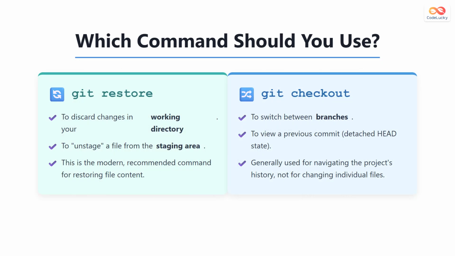So, to summarize, use git restore when you want to undo changes to a file, either in your working directory or in the staging area. Use git checkout when you want to switch to a different branch. Separating these actions into two commands makes your intentions much clearer.